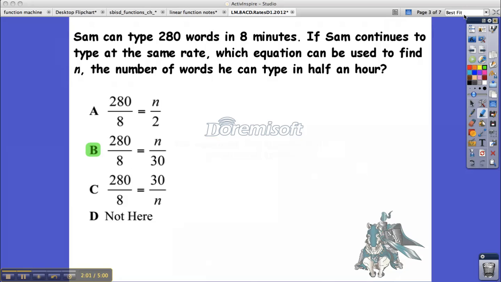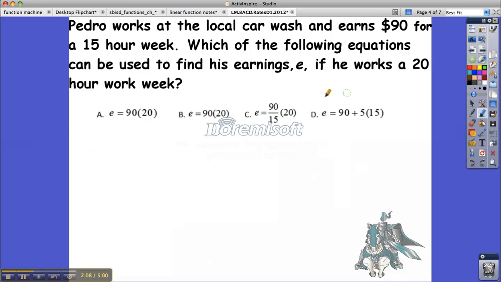If you got this one wrong, remember there'll be an explanation for this at the end of the video. I want to make sure you understand why. The next problem says, Pedro works at the local car wash and earns $90 for a 15-hour week. Which of the following equations can be used to find his earnings, E, if he works a 20-hour work week? Pick the equation that you think is going to work for this situation, and then I will show you the answer. Go ahead and pause the video now.